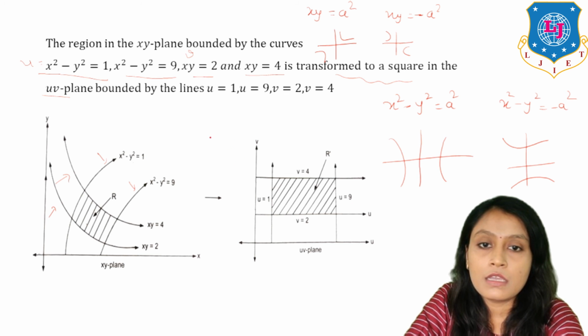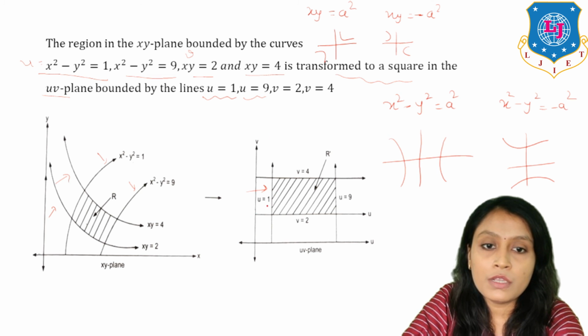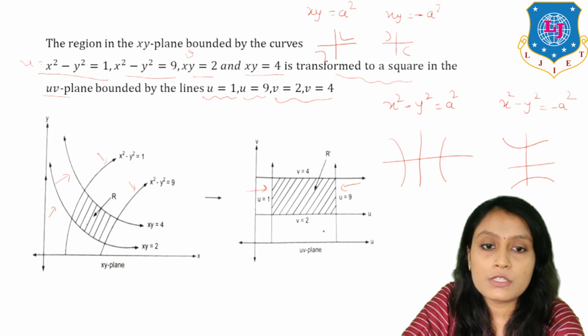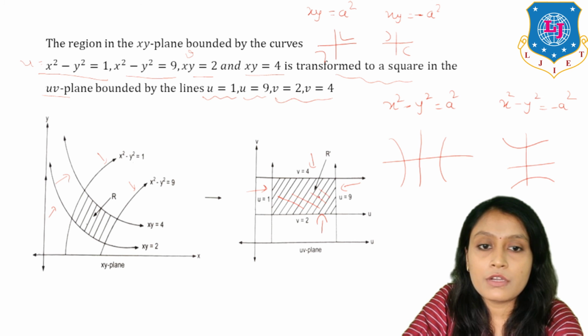So according to this criteria, you have to draw the graph of these hyperbolas. Now from this we have lines u = 1 and u = 9. So this is your u = 1 and u = 9. And from here we have v = 2 and v = 4. So this is your v = 2 and v = 4. So this is our region R', and we will solve this integration over region R'.